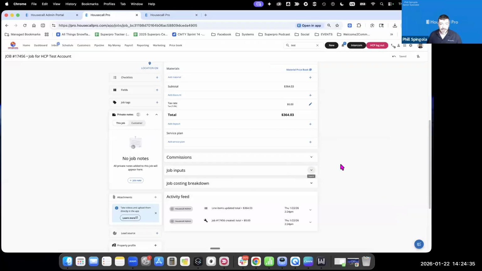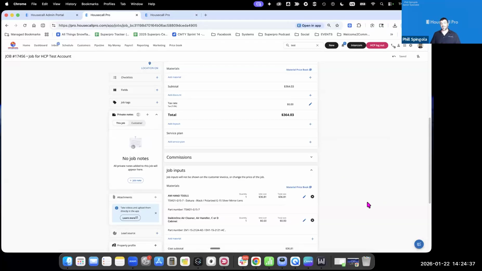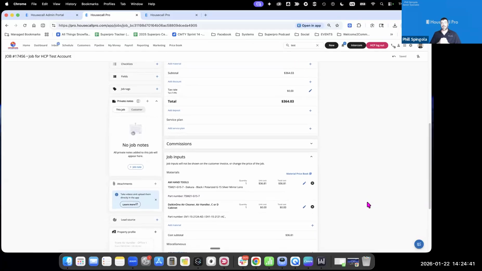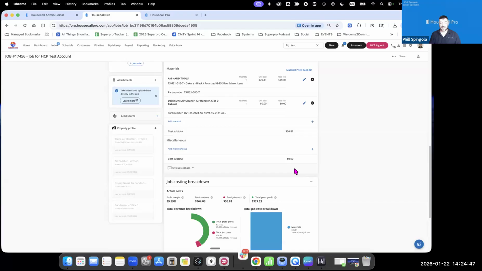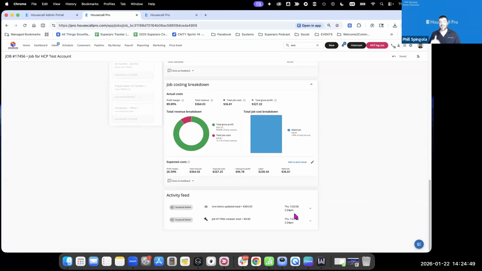Okay, so now if we open up our job inputs, notice that we are able to track all those materials so that we can look at our job costing report, which would be right underneath it. And that way we can see our breakdown of our costs and our revenue. Now we do have expected costs. I'm not going to go too far in the weeds of job costing because we've done that in a previous session, and I'm sure we will revisit another time.